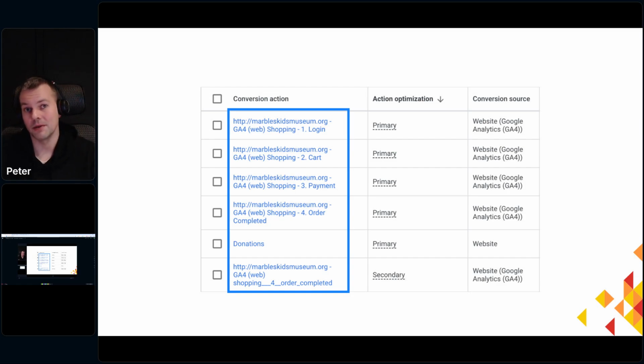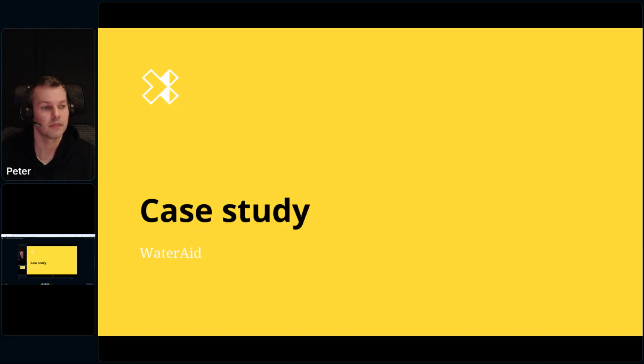You can go one step further. You can even give different values to these conversions, and then you can calculate the actual ROI, which is ideal.